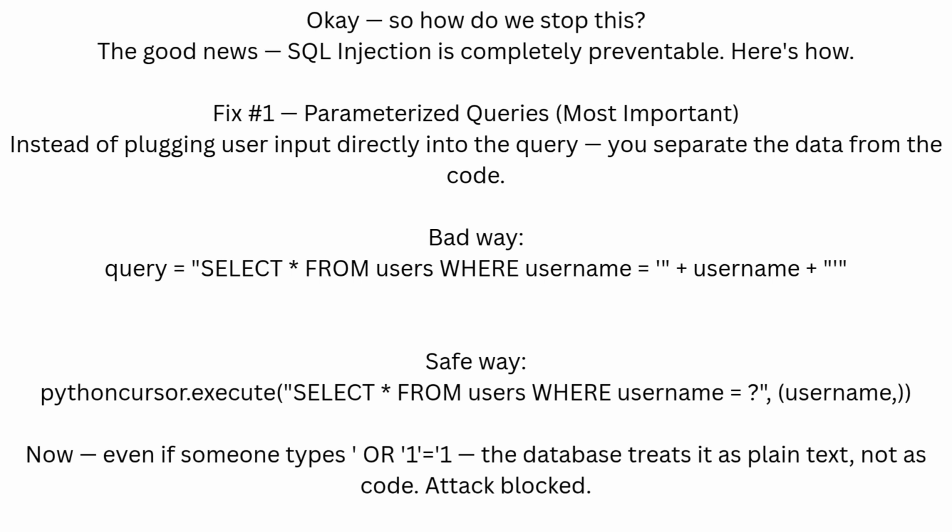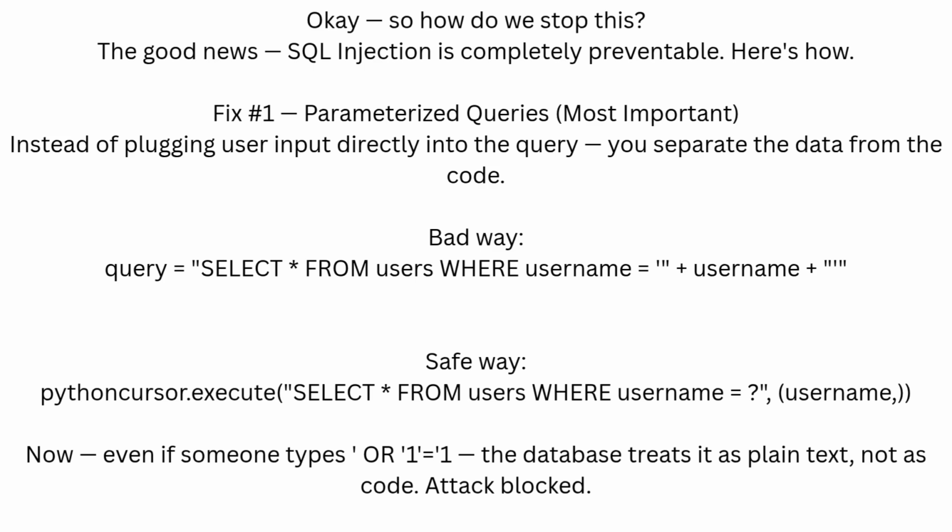Okay, so how do we stop this? The good news, SQL injection is completely preventable. Here's how. Fix 1. Parameterized queries. Most important. Instead of plugging user input directly into the query, you separate the data from the code. Bad way: query = "SELECT * FROM users WHERE username = '" + username + "'". Safe way, Python: cursor.execute("SELECT * FROM users WHERE username = ?", (username,)).